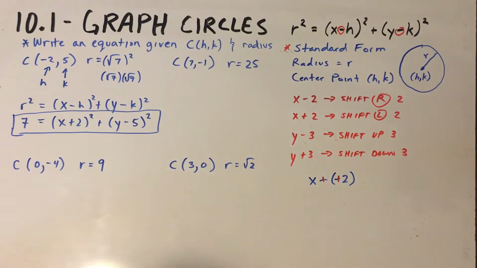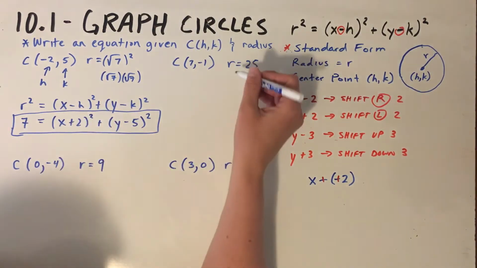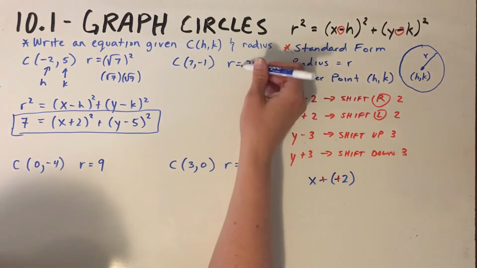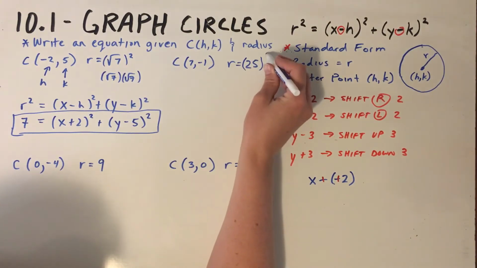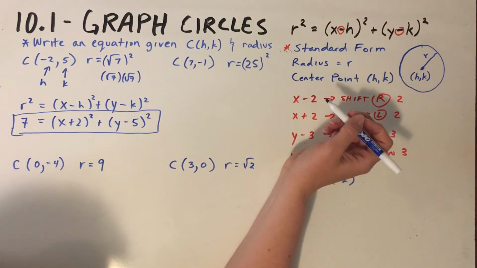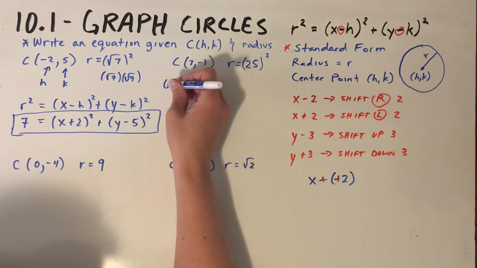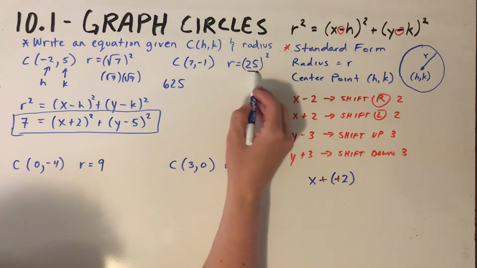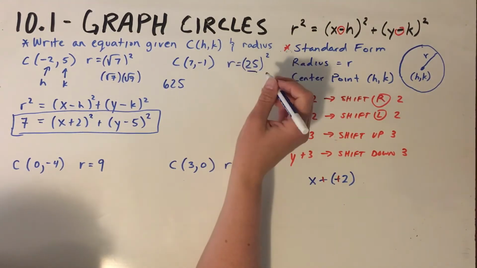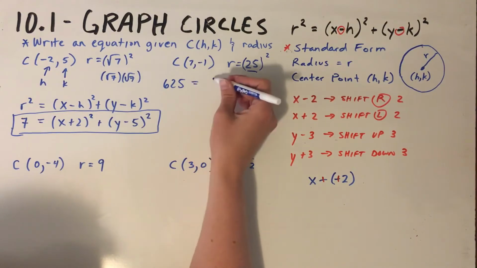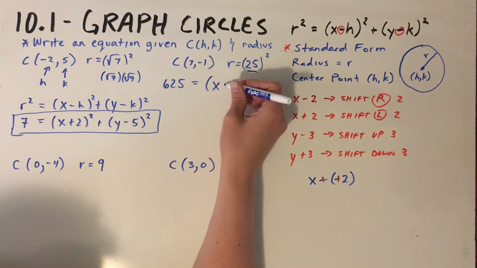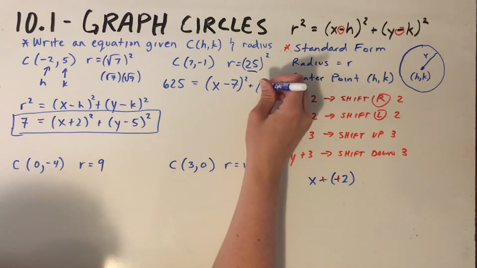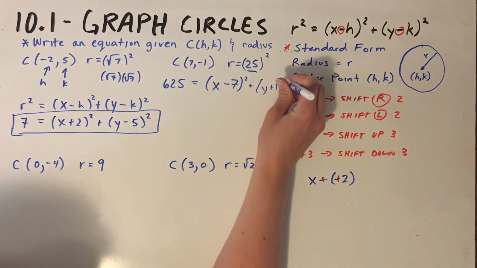All right, so on here again, we're going to be using radius squared. So if the radius is 25, this is going to need to be squared. 25 times 25 is 625. That is a very huge r squared, but that is what it is. All right, so this is going to be equal to x minus 7 squared plus y plus 1 squared.